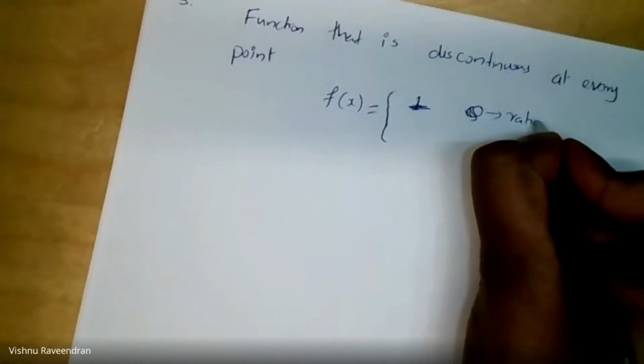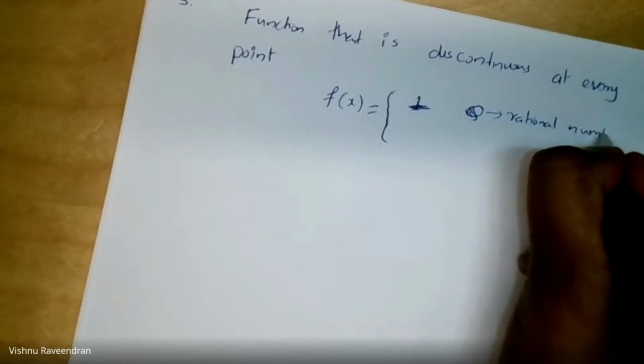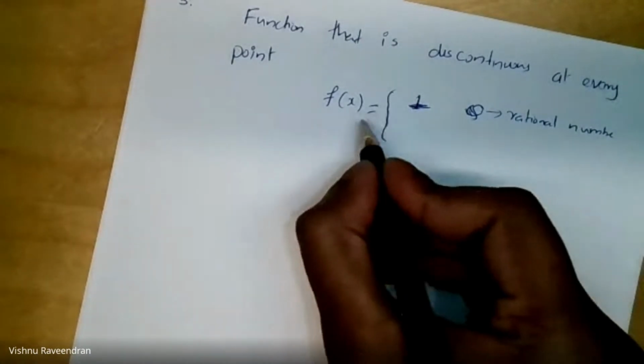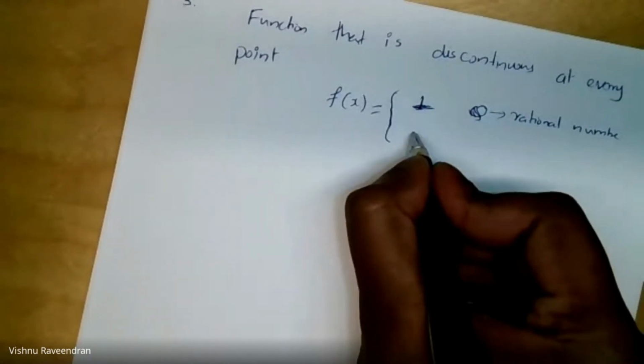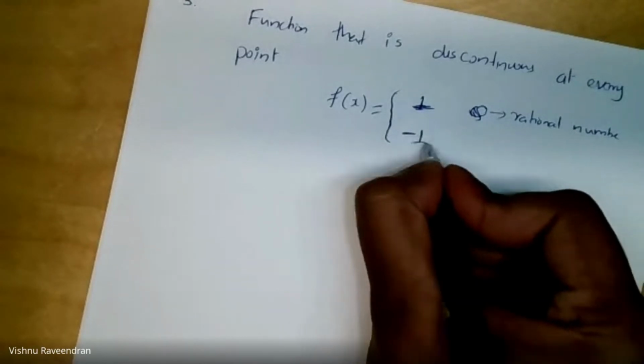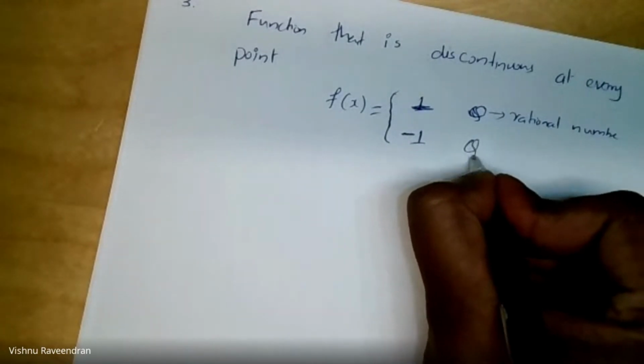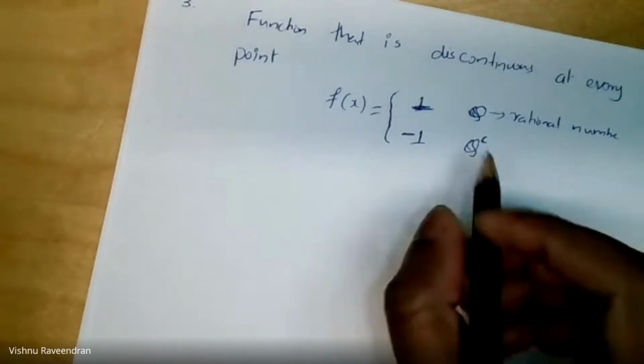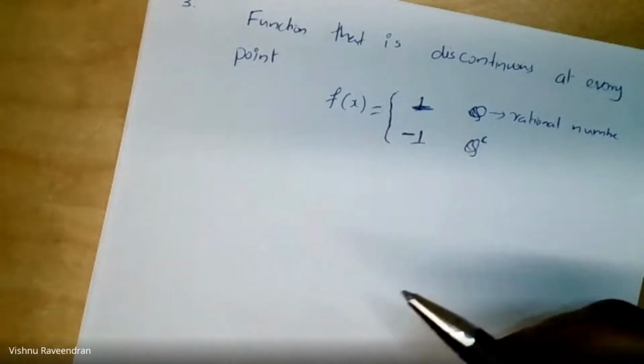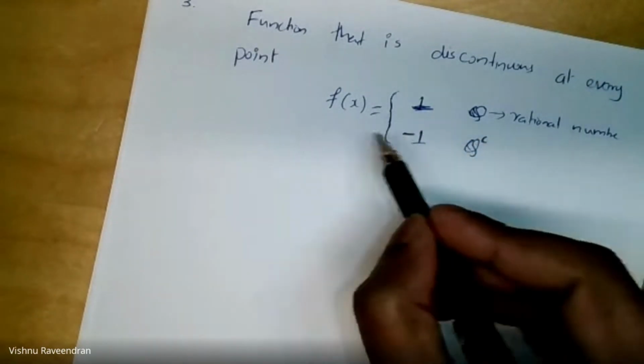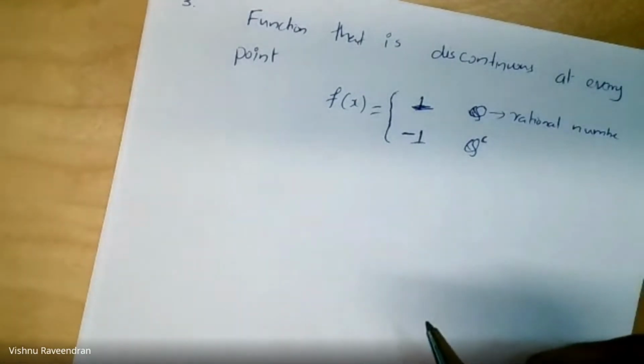Let me write it. So we define f of x equal to 1 at rational numbers, and 0 or some other number, for example -1, at irrational numbers, Q complement. So this function does not have a continuous point in the whole of R.